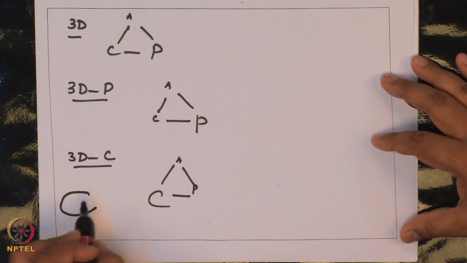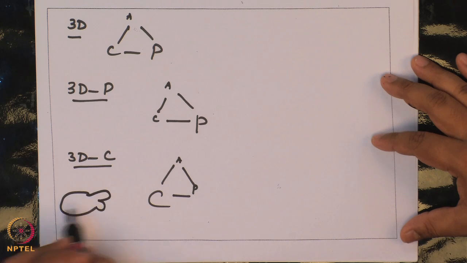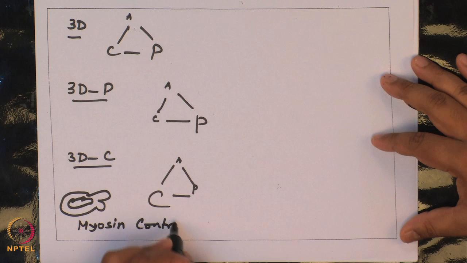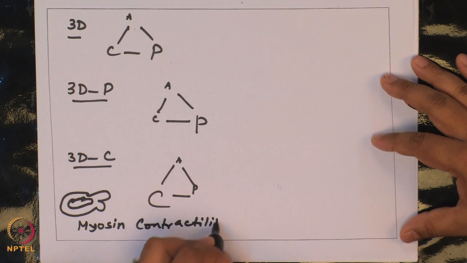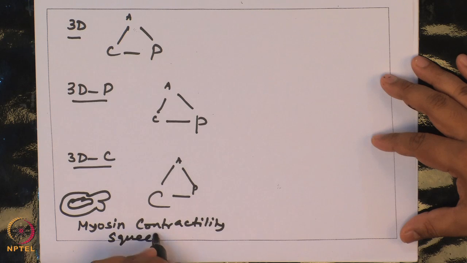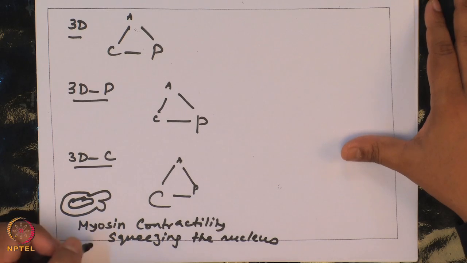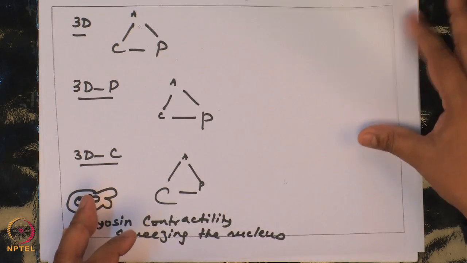you have the formation of blebs, and the nucleus is actively deformed. So, in 3D contractile you have myosin contractility squeezing the nucleus. We will discuss this in greater detail later in the course. With that, I again get started with the paper we started discussing on adaptive force transmission.